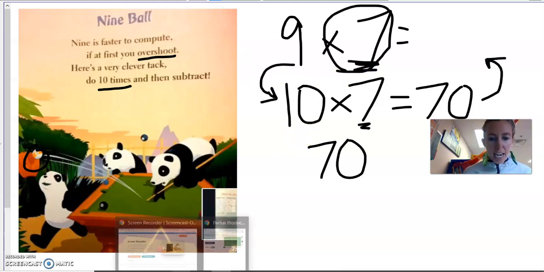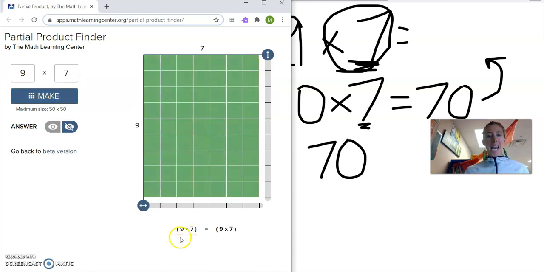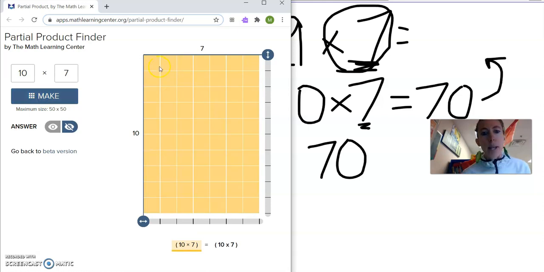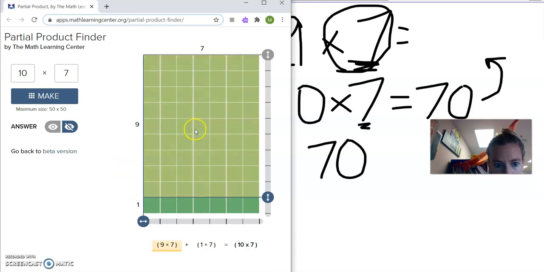Let's see it in an array. So I'm going to go to 9 groups of 7, 9 by 7. Boom, that is a lot, right? 9 by 7. Whoa, that's a lot to count. Well, we're saying, well, let's make it easier. Let's go to 10 groups of 7. If we make this 10 groups of 7, now I'm going to say, well, we didn't want 10, we only wanted 9. So watch what I'm going to do. I'm going to make this so that I see my 9. Okay, so I have 9 and 1 more is 10. We want this chunk, okay?